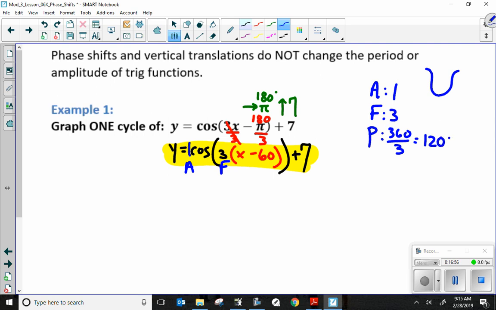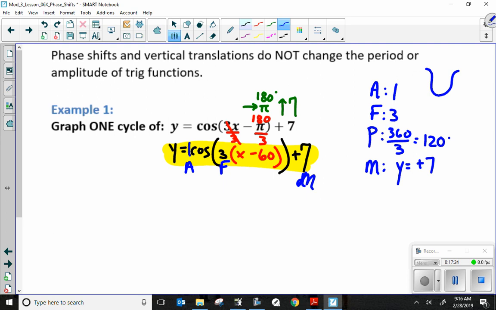Okay, my midline is plus 7. They call that D, I like to call it M. I like to just call amplitude A, frequency F, and midline M. Gosh dang it, I do what I want. So now, instead of being y equals 0, it's going to be y equals positive 7. That's where our midline is going to be. And my amplitude is going to go up 1 from that and down 1 from that midline.